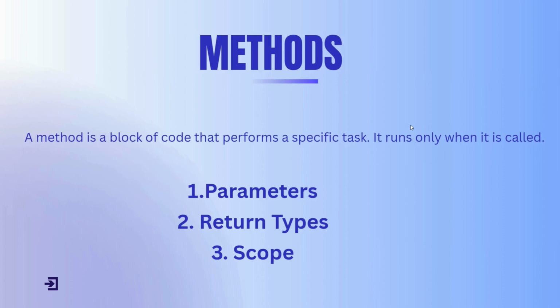Okay, that's how I mentioned the specific task. Then the return type. It can be void or any other data type, which means mostly we will use int, string. These can be used as the return type. Then scope means it can be local, global, and class.